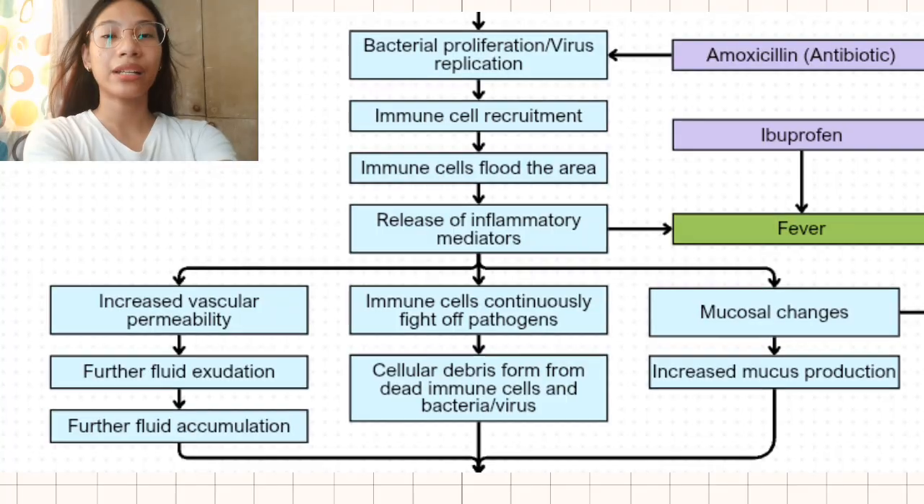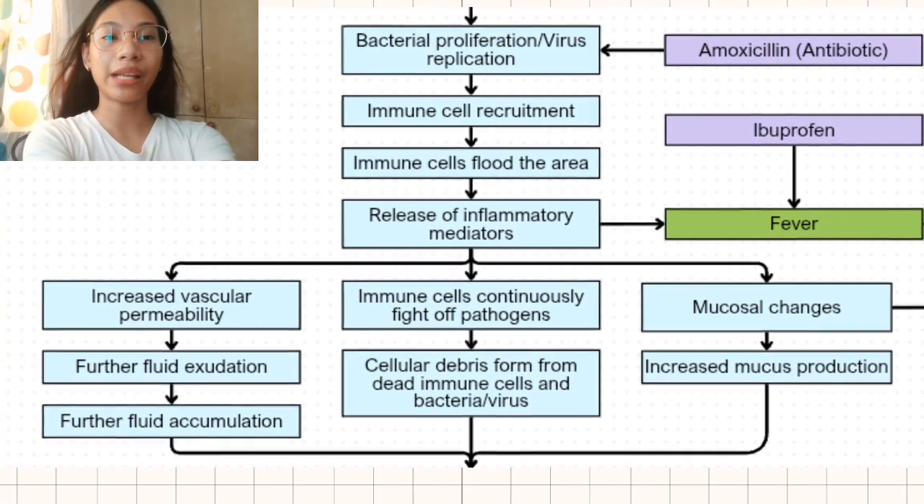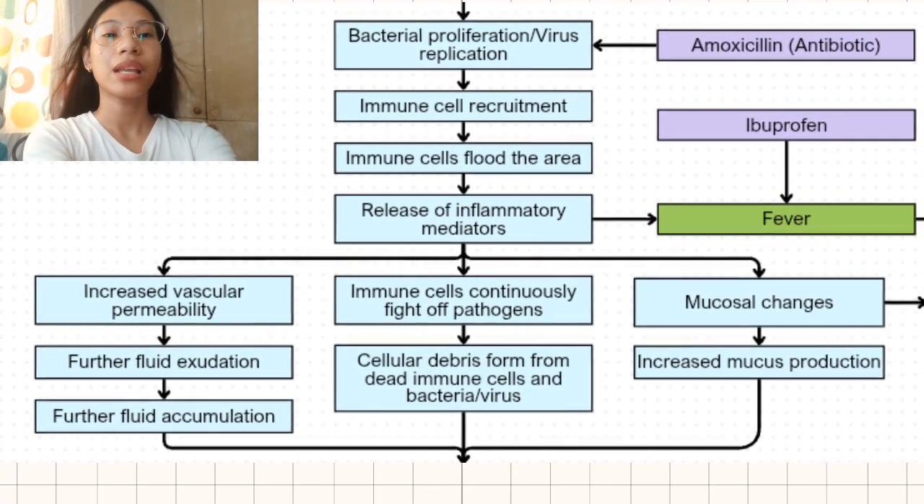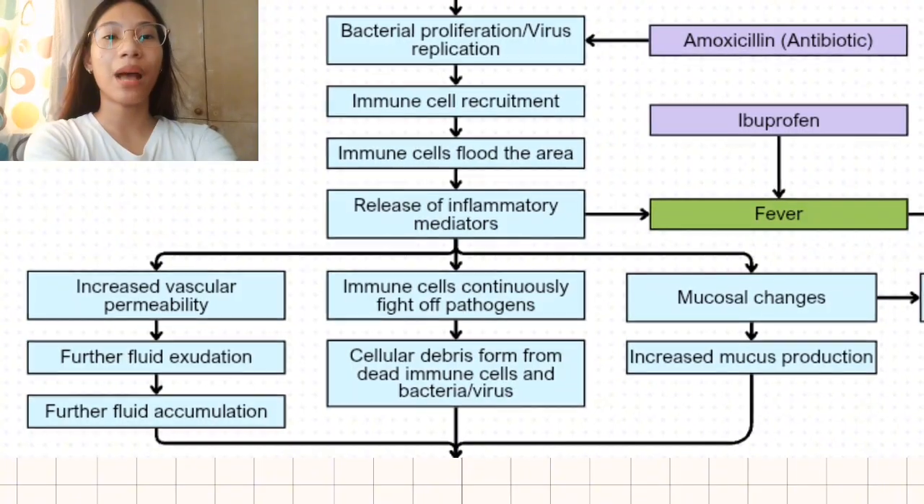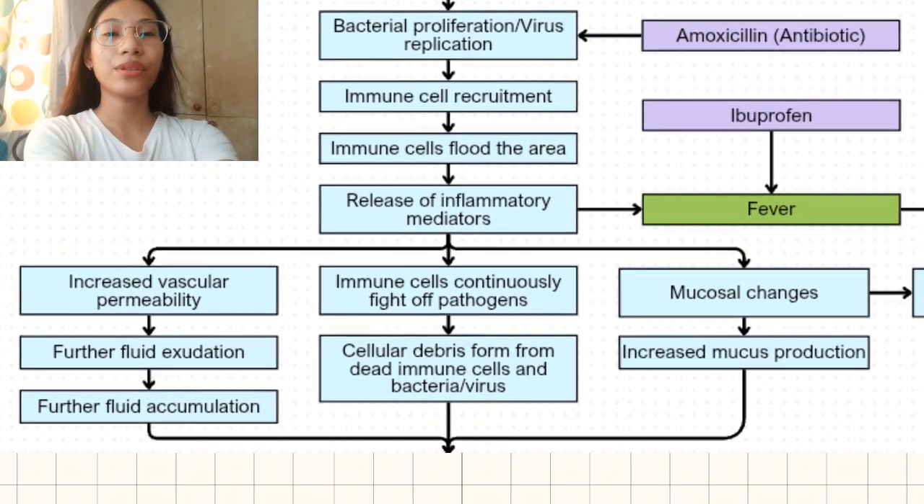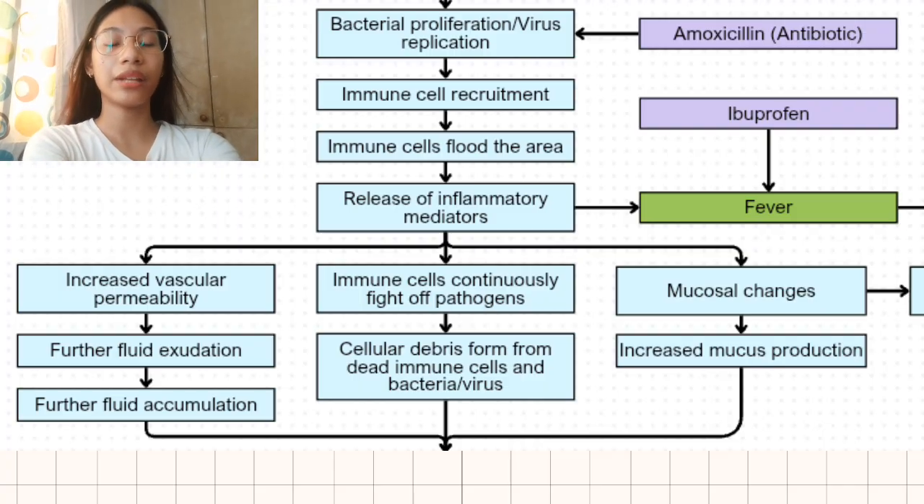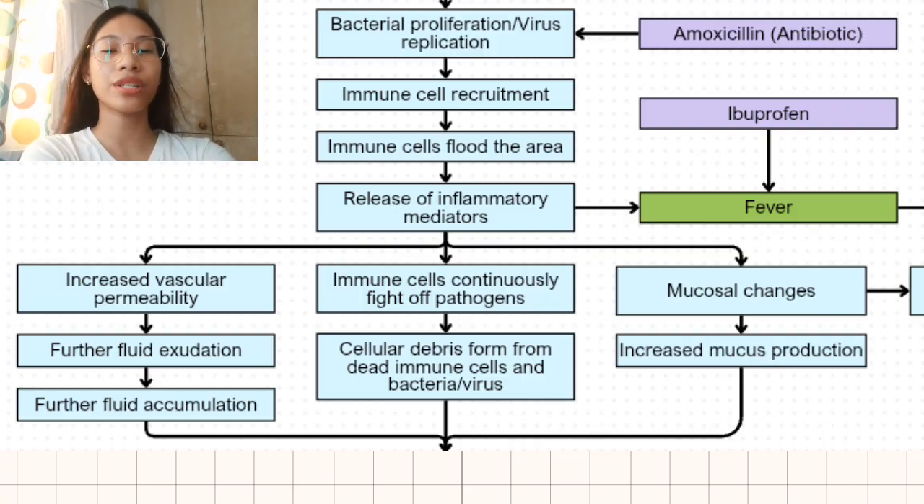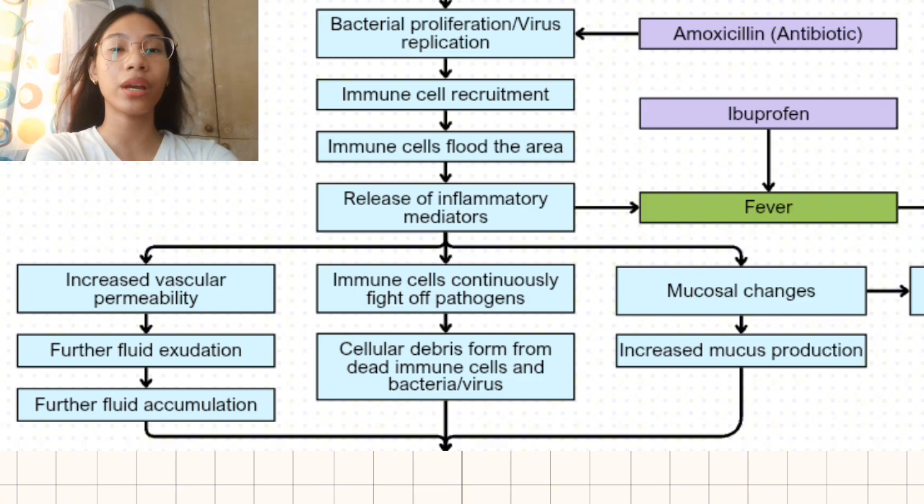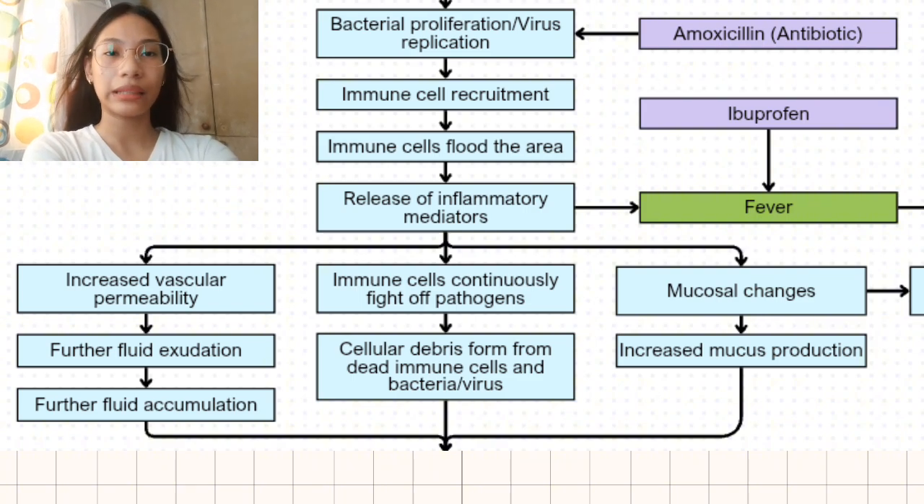Next is bacterial proliferation or virus replication, for which the medication would be amoxicillin. Then comes immune cell recruitment, and immune cells flood the area, which releases inflammatory mediators, which could also lead to fever in our patient. So there will be three mechanisms for that.